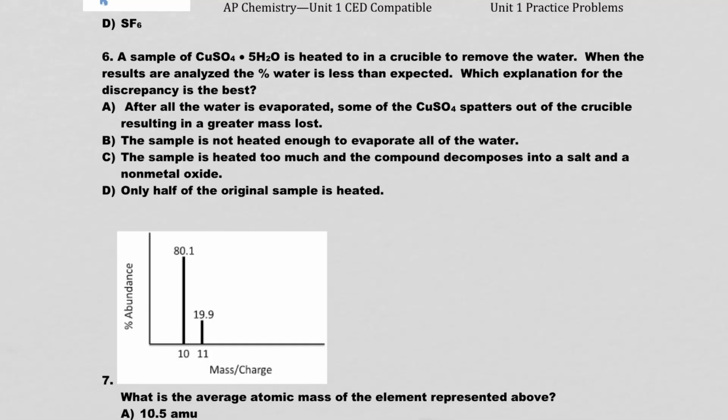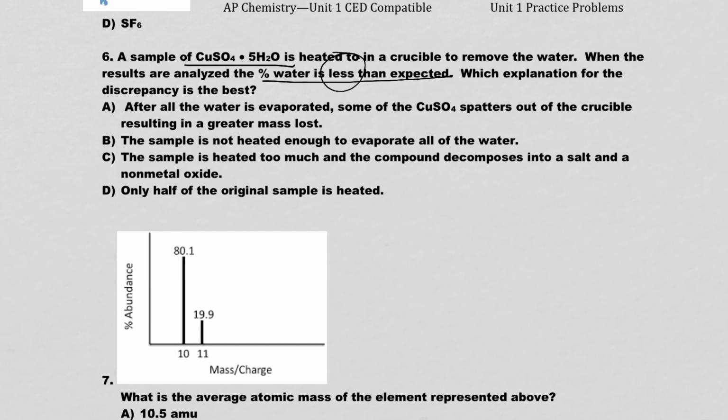Okay, on number 6, we have a copper 2 sulfate pentahydrate compound, and that just means that water molecules are attached internally into this ionic structure. So the compound is heated to remove the water. When this is analyzed, the results say that the percent water is less than expected. So this is what we need to focus on. Which explanation for the discrepancy is the best?